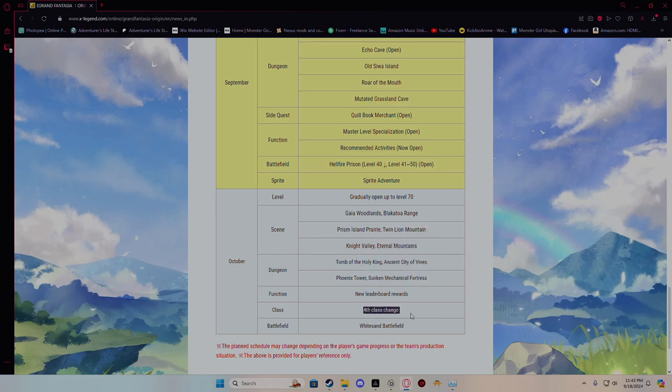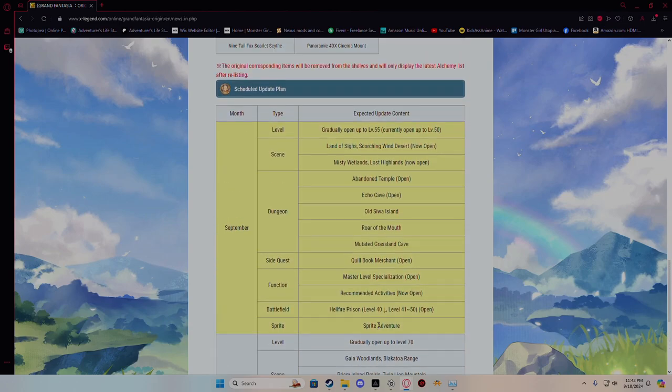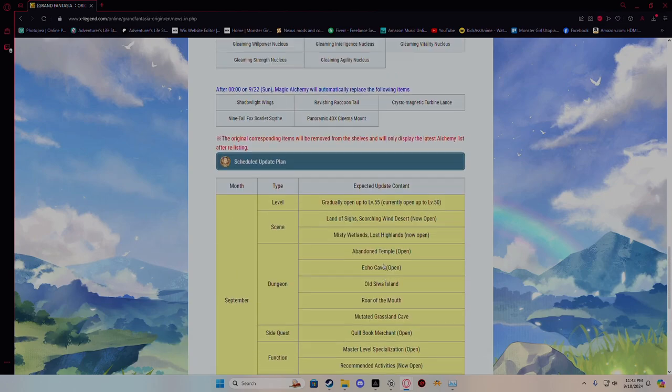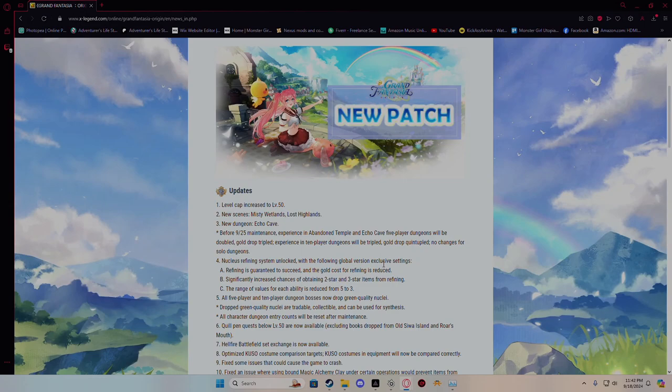But your fourth class change will be available as soon as that's unlocked, and we actually get to see what Spy and Imperial Guard actually get, which I'm curious to see. And then a new battlefield will open up, which will be level 51 to 60, if I remember correctly. Then level 71 to 80 was the next one after that. So, yeah. Quite a bit of changes.